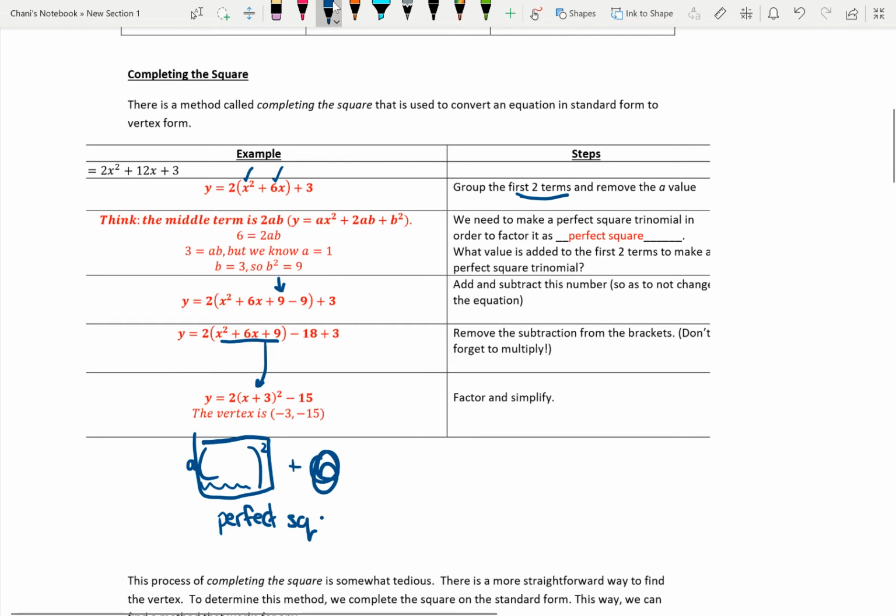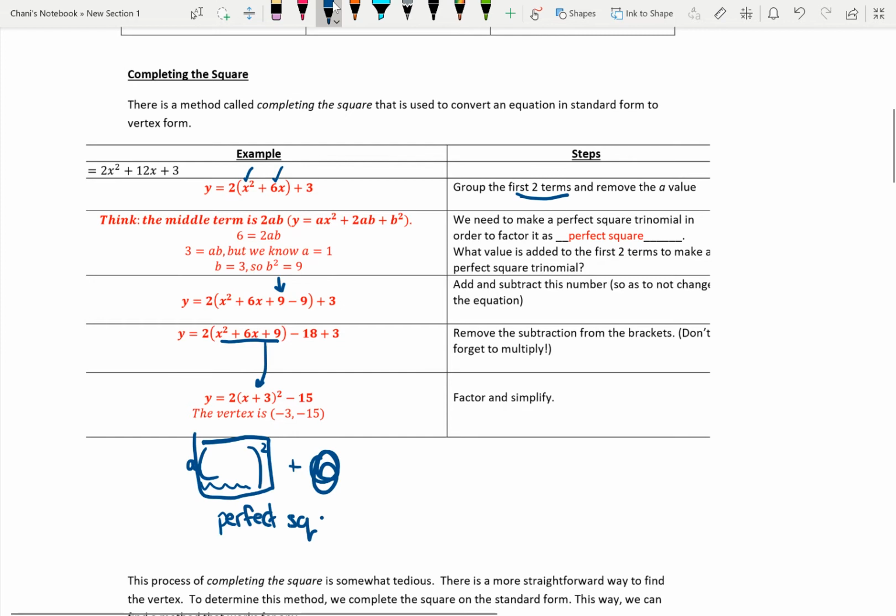So what you do basically is you take half of this number and square it, and that is a number that makes the perfect square trinomial. That's how you do it, because your a is always 1. So you just take half this number and square it. So you put the 9 there.